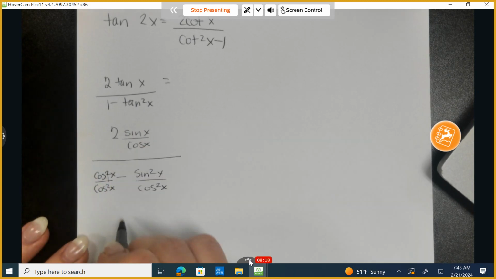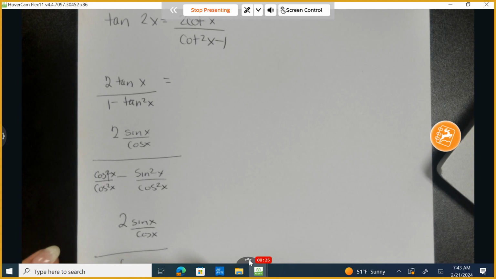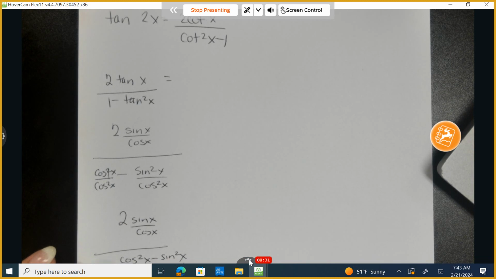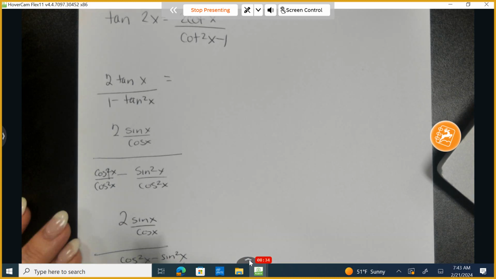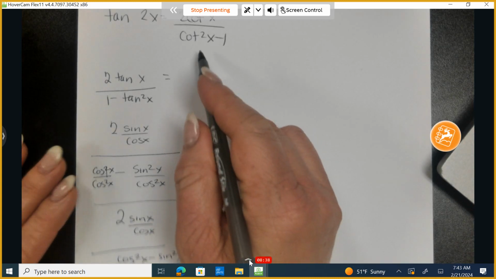And so now when I simplify this, I have 2 sine of x over cosine of x divided by cosine squared x minus sine squared x, all divided by a common denominator of cosine squared x. This right now is the left-hand side. Let's look at the right-hand side. I'm going to come back here.